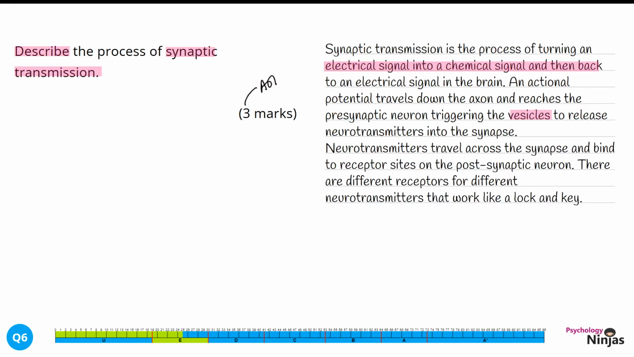Neurotransmitters travel across the synapse and bind to receptor sites on the postsynaptic neuron. There are different receptors for different neurotransmitters that work like a lock and key. Again, we've clearly explained the postsynaptic receptor sites as a third part of this process. We have 3 clear, distinct processes within synaptic transmission for our 3 available marks.